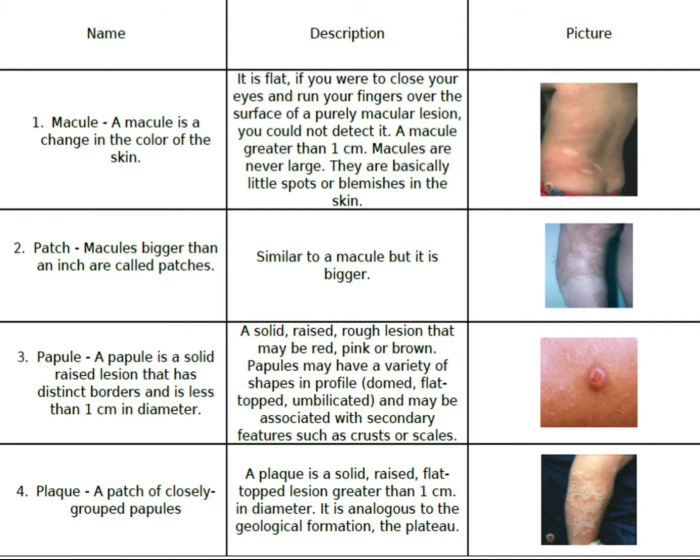diameter. So as we said, macules are flat, papules are raised lesions. So, a description is a solid raised rough lesion that may be red, pink, or brown. Papules may have a variety of shapes in profile, may be domed, flat-topped, umbilicated, and may be associated with secondary features such as crusts or scales.